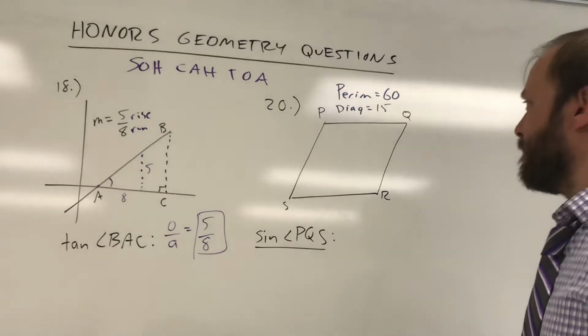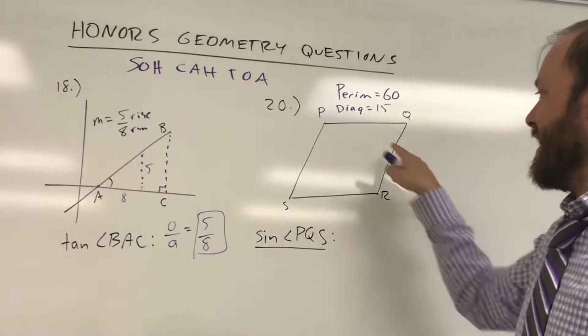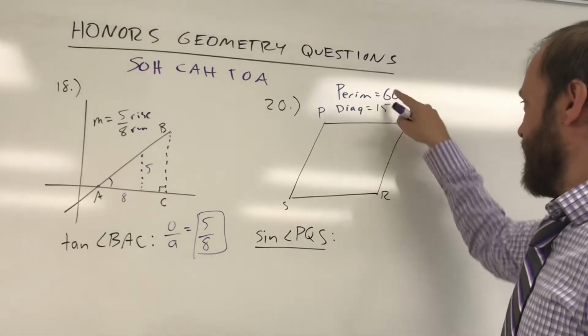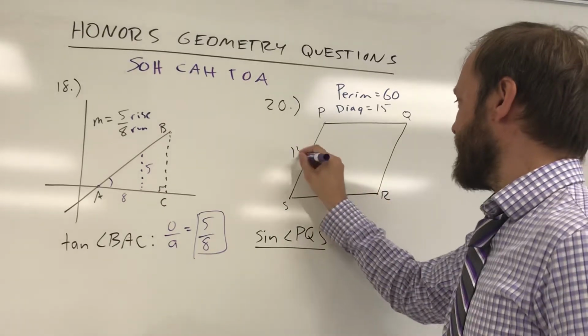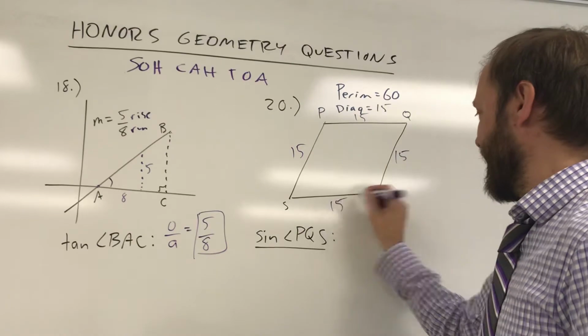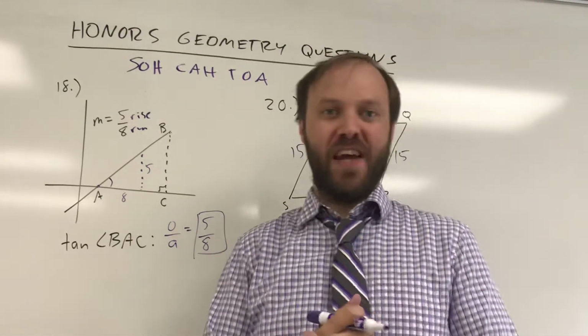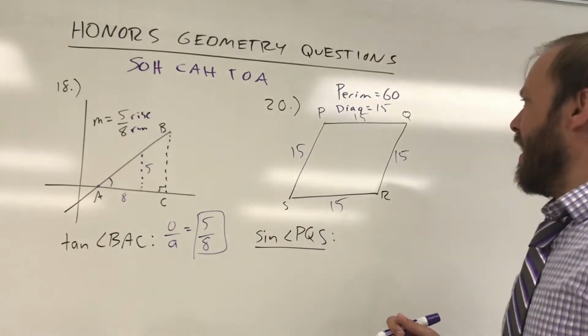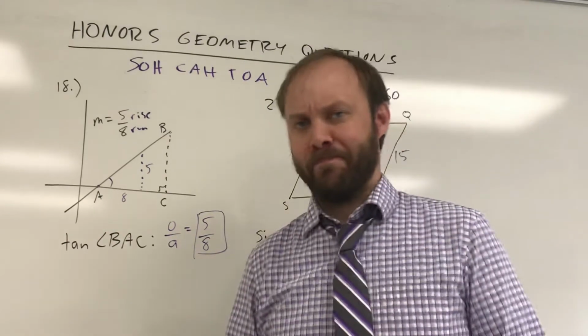All right, number 20. It's a rhombus, and they tell me the perimeter is 60. So I know that I can divide 60 by 4. Rhombuses have 4 congruent sides. All the side lengths are 15. So once again, make sure you've got a good sketch. Make sure you've drawn things in. They tell me the diagonal is 15.